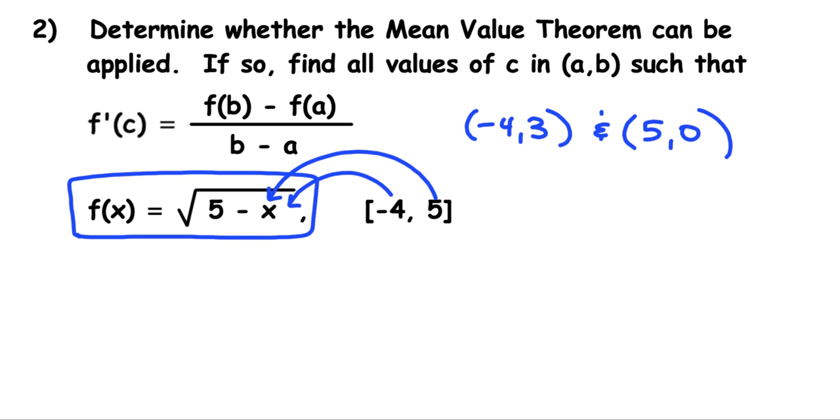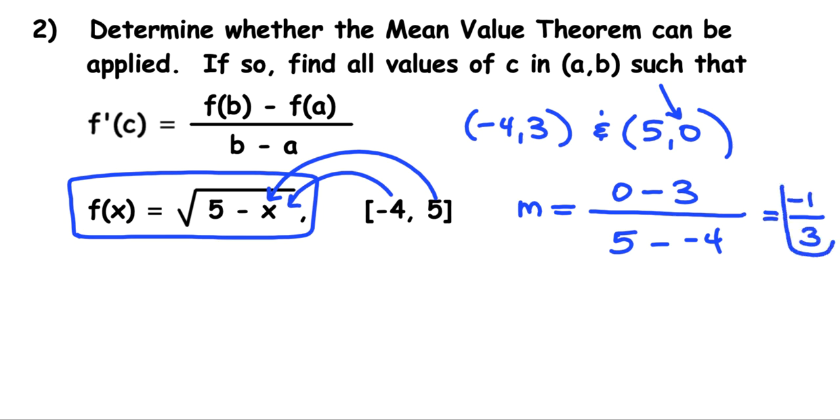So let's find the aforementioned middle school slope. We'll go y2 minus y1. I'll say 0 minus 3. I'll start here, which means I have to start with the 5 minus -4. That's going to be -3/9, which is -1/3. All right, halfway home. Now we'll get what I call high school slope, the slope of the tangent line.